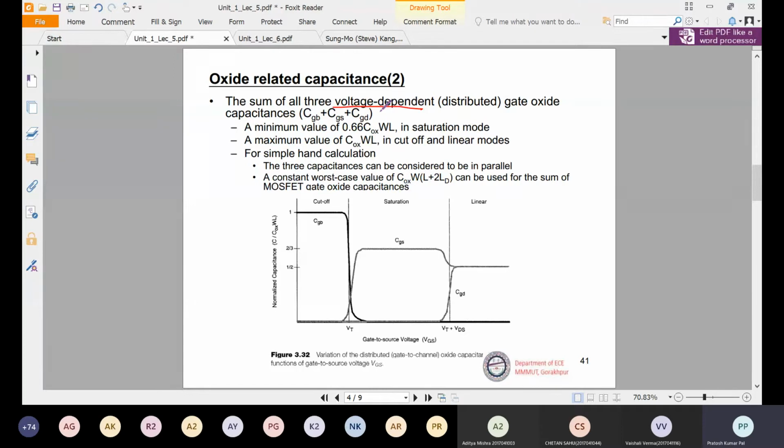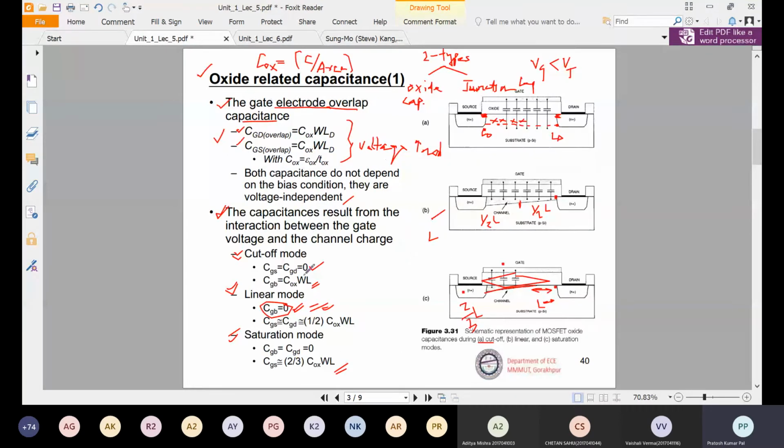So CGB, CGS and CGD are all called voltage dependent capacitances, and the sum of all the voltage dependent capacitances is called the distributed gate oxide capacitance, with a minimum value of 0.66 COX WL in saturation. The similar estimation applies as depicted. In saturation, the minimum value will be this one, and the maximum value of COX WL will be there in the cutoff and linear regions. So this is the maximum capacitance after adding all three capacitances.